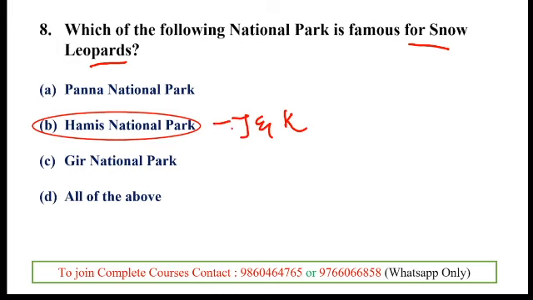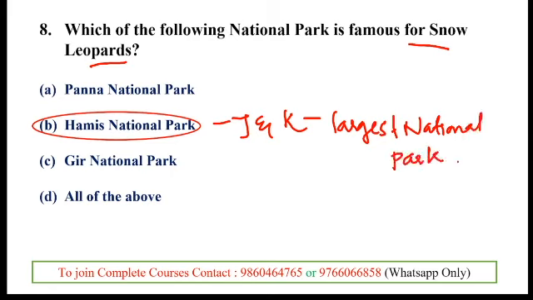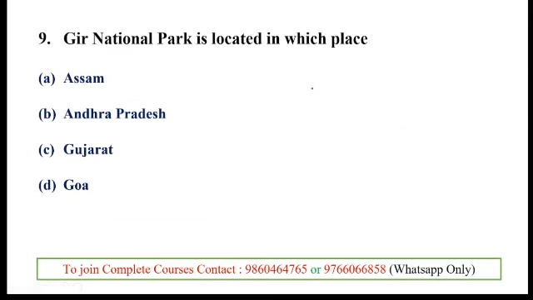Hemis National Park is the largest national park in South Asia. That is one more important piece of information: largest national park in South Asia. So that's also an important one. And it is also famous for snow leopards. And then, Gir National Park is located in which place?